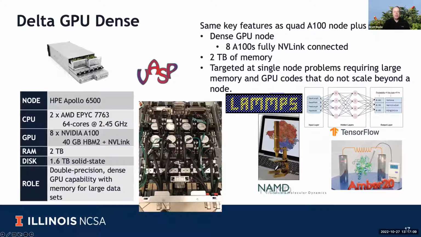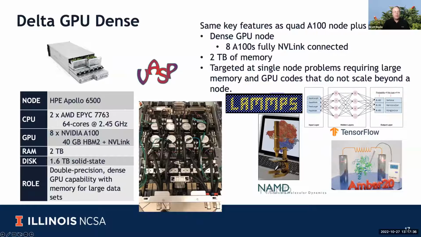We also, as I mentioned, have the GPU dense nodes. These are 8-way A100 nodes, fully NVLink connected. They have 2 terabytes of memory, so they are by far our largest memory nodes as well, and certainly qualify as large memory in comparison to most other NSF resources. So these can be used for either GPU or larger memory work, depending on what you're doing.